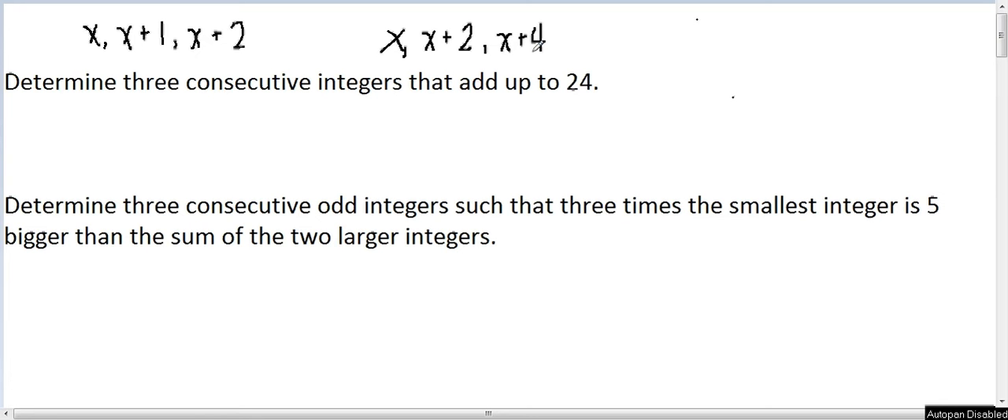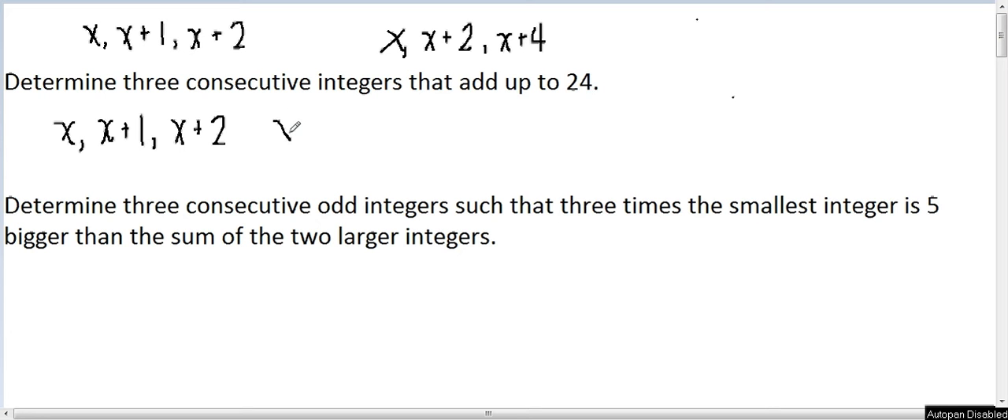Now, let's take a look at the problems. First, we're asked to determine 3 consecutive integers that add up to 24. Since we have consecutive integers, they differ by 1. So we start out with x. The next largest number is x plus 1. And the biggest number is x plus 2. We're told that when we add them together, we get 24.